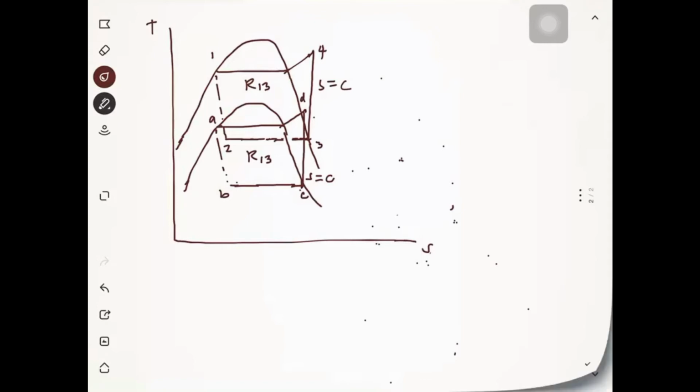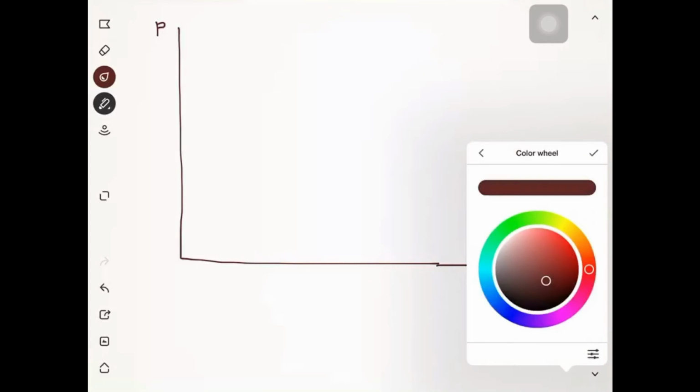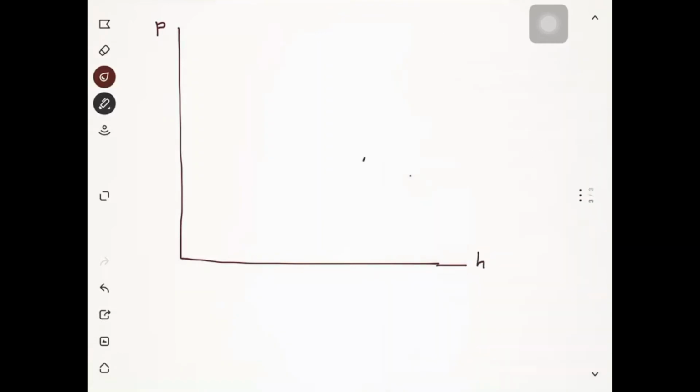For clearer discussion, you are also to draw its pH diagram. Because once you have your diagram, you are able to interpret the data, or read the data on the pressure, the enthalpy, the temperatures, entropy, and other thermodynamic properties of the refrigerant. So this is the upper loop, which is the same as the single stage.